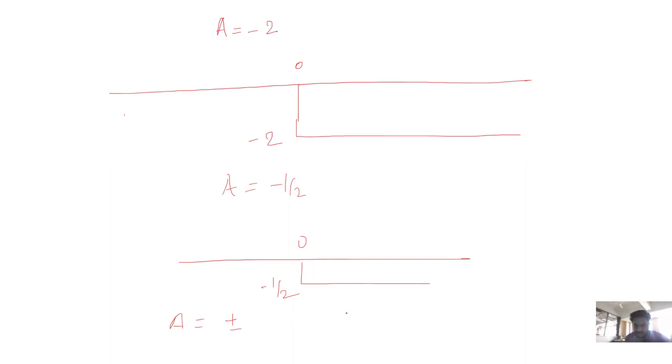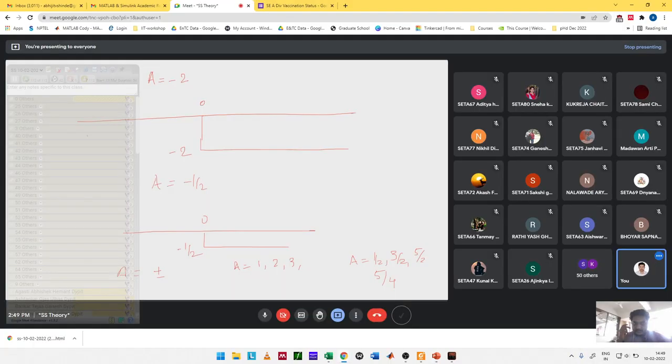Second thing, the value of A can be a whole number like 1, 2, 3, or it can be a fraction like 1 half, 3 half, 5/2, or 5/4, something like this. It can be a fraction. Am I clear now? Is it clear? Yes, sir.